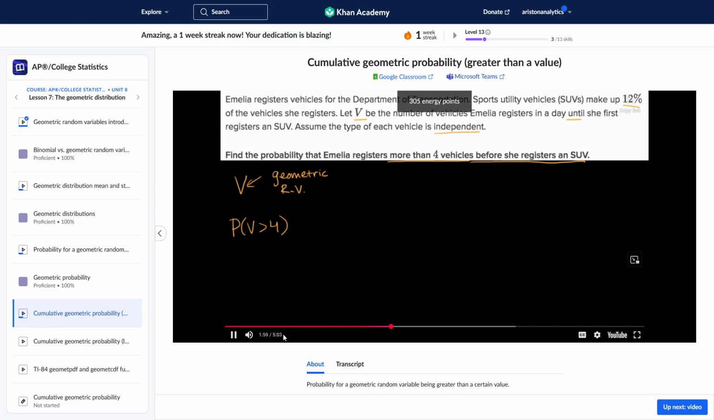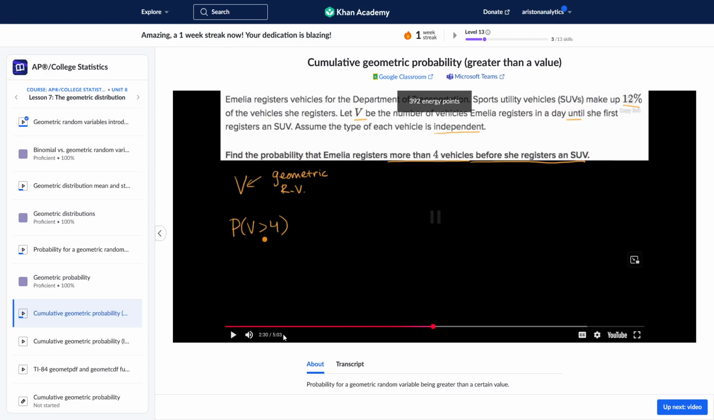So I encourage you, like always, pause this video and see if you can work through it. We're going to assume that she's not going to leave her desk, or wherever the things are being registered. She's not going to leave the counter until someone shows up registering an SUV. So we will just keep looking at people, I guess we could say over multiple days, forever. She'll work for an infinite number of years just for the sake of this problem until an SUV actually shows up. So try to figure this out.